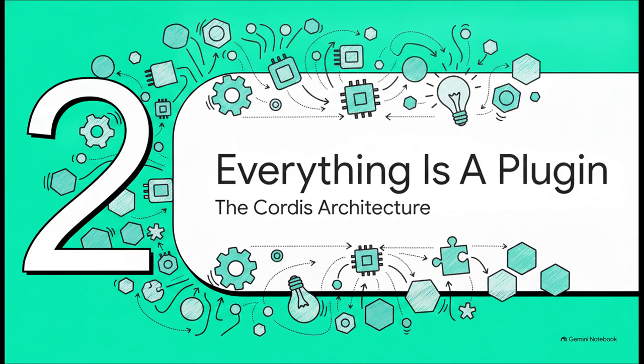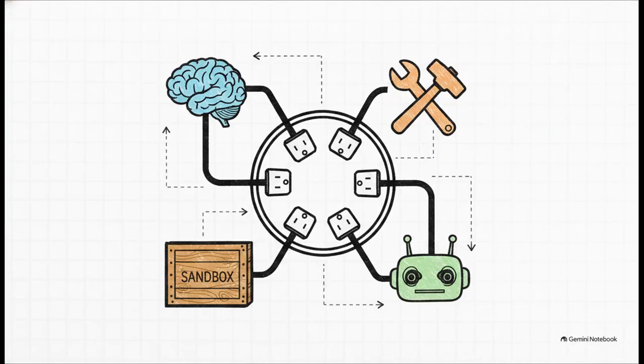Moving right along to Section 2. Everything is a plugin. Let's look at the Cordis architecture. So, to avoid building this giant, rigid monolith, the system is designed around this brilliant everything is a plugin philosophy, which is all powered by the Cordis meta framework. It is so modular, you can seamlessly swap out models, tools, or sandboxes just by tweaking configuration files.